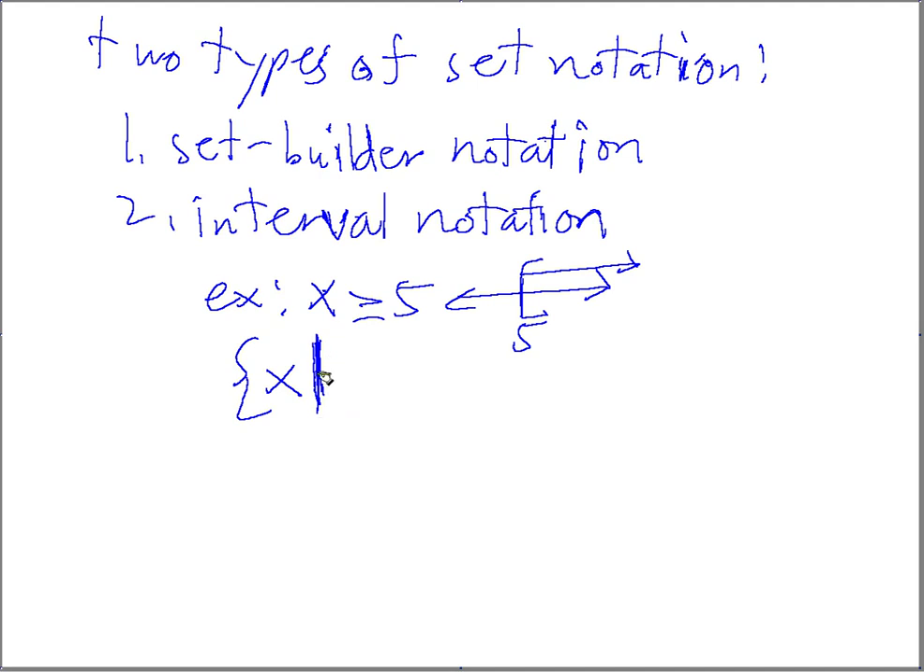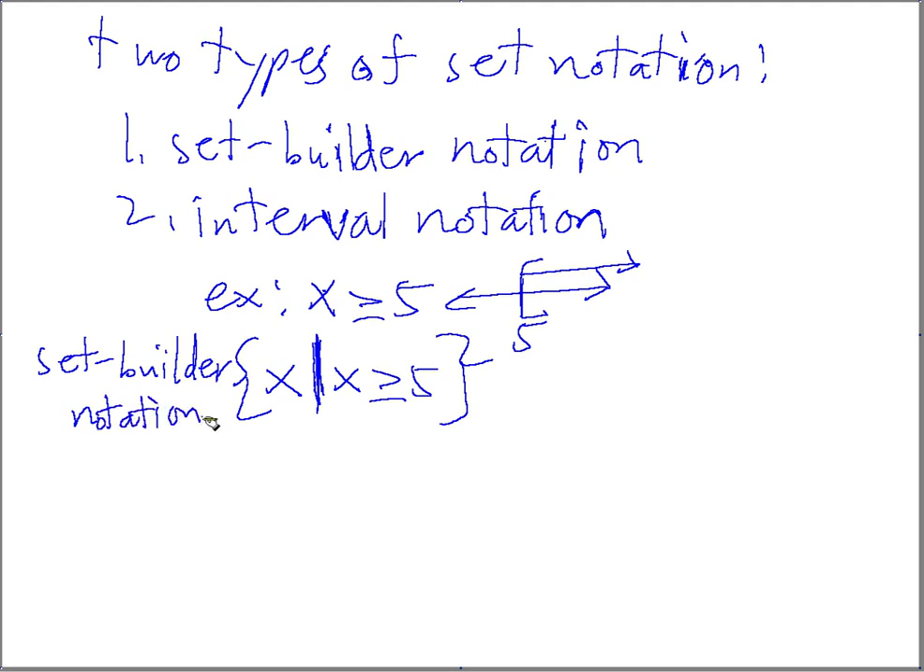Then you put the inequality into that, so x greater than or equal to 5, and then you close off the set with the right brace. So this is set builder notation for the set of all real numbers bigger than or equal to 5. Now, how do we read this notation?